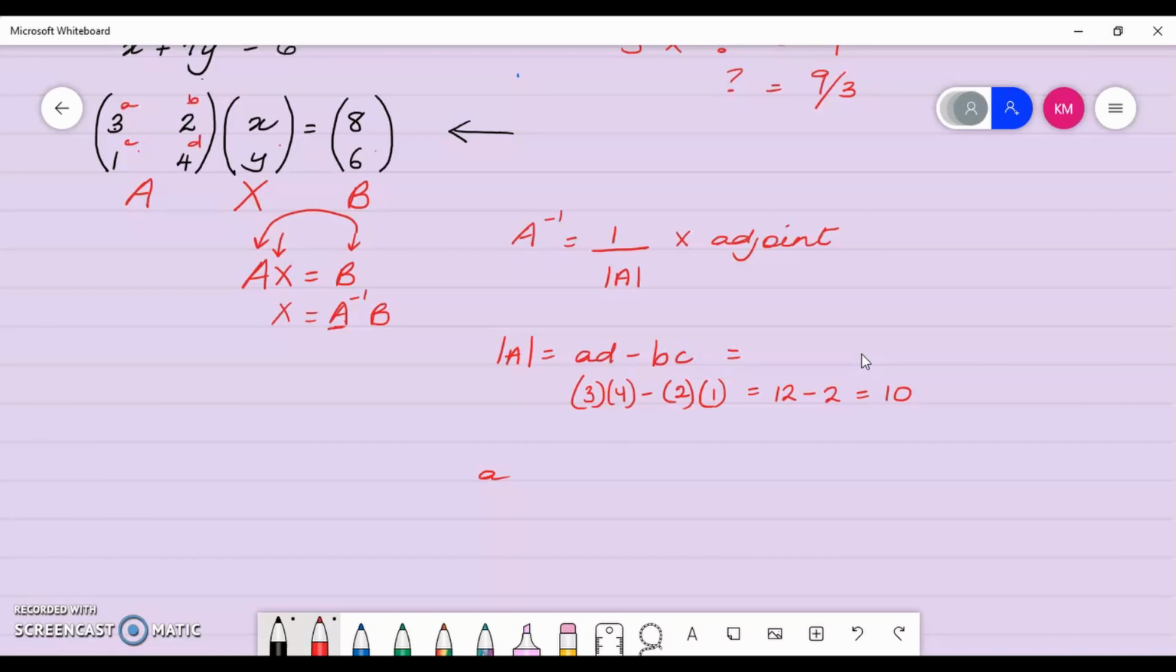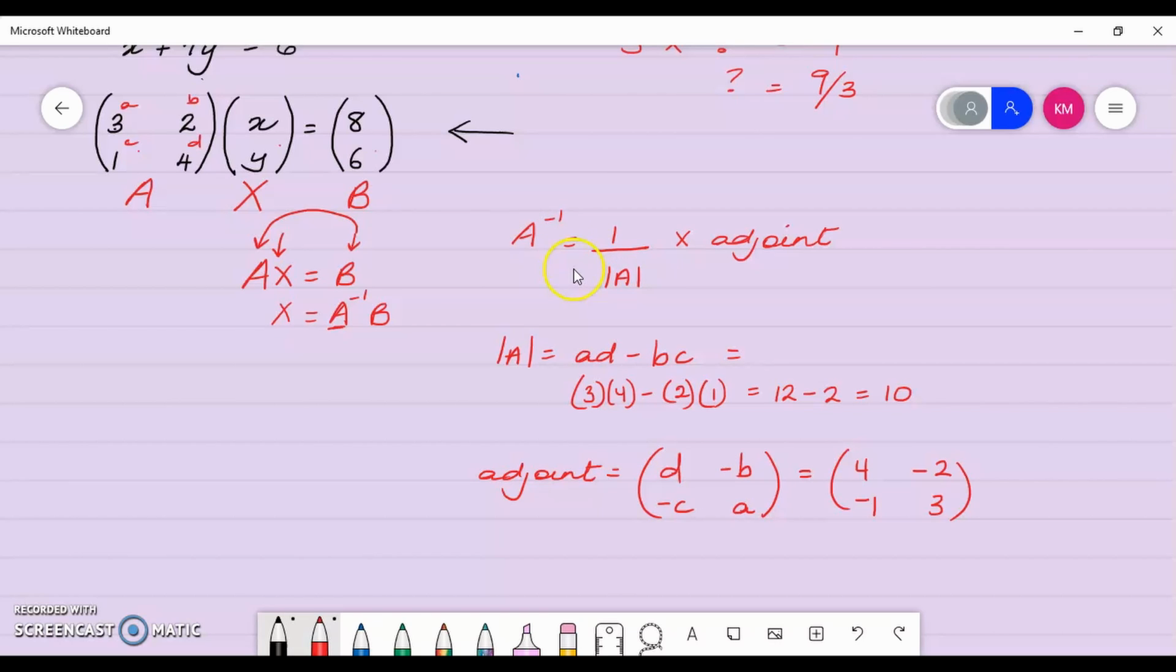Let's work out our adjoint. Our adjoint is going to be where we switch D and A and we change the signs of B and C. So I'm seeing that A is 3 and D is 4, so I'm going to switch these two. So you are going to get here as 4 and here as 3. And I'm going to change the signs of my B and C. So I'm going to get -2 and -1. So now we have our determinant as well as our adjoint.